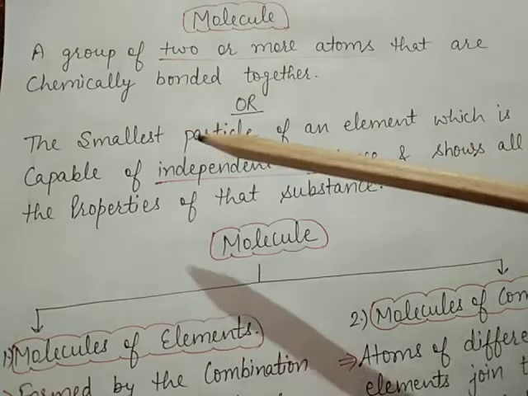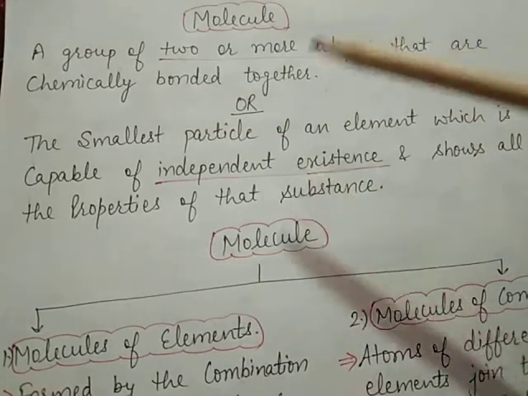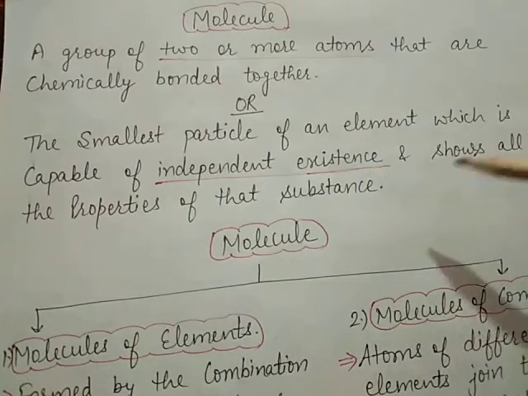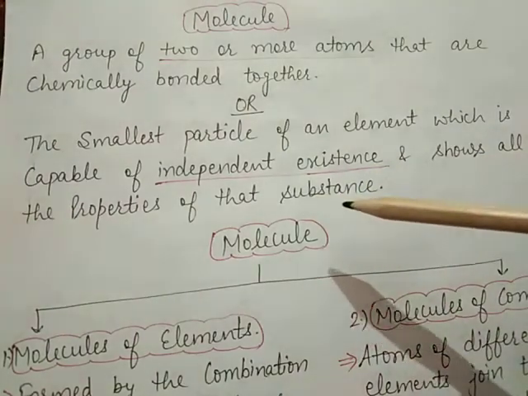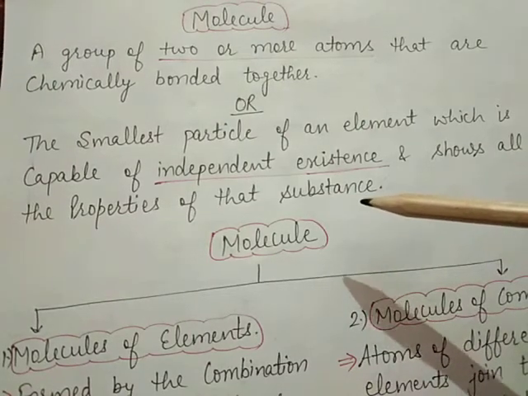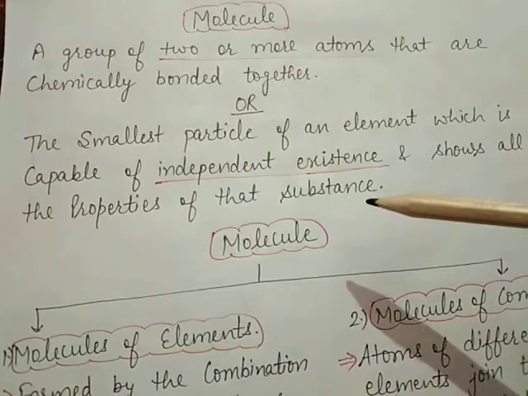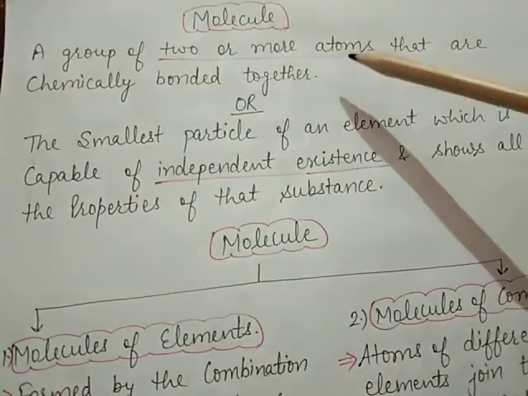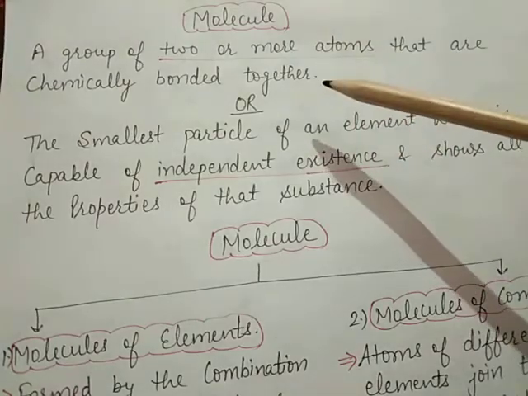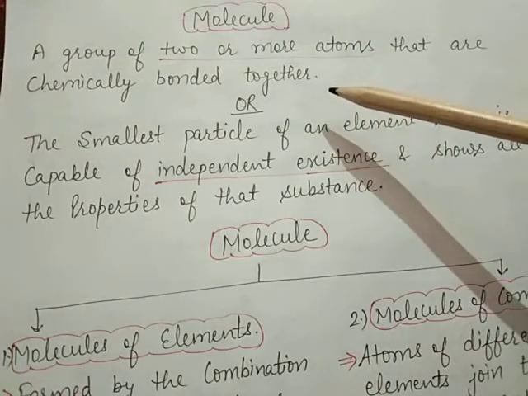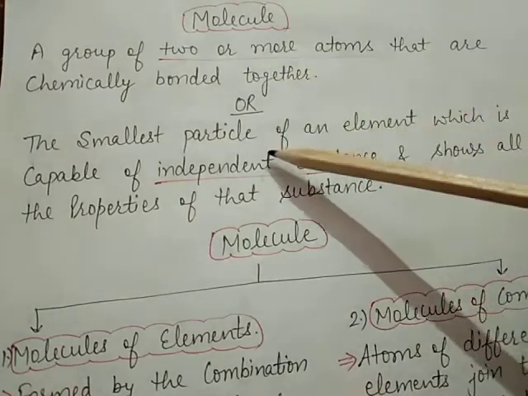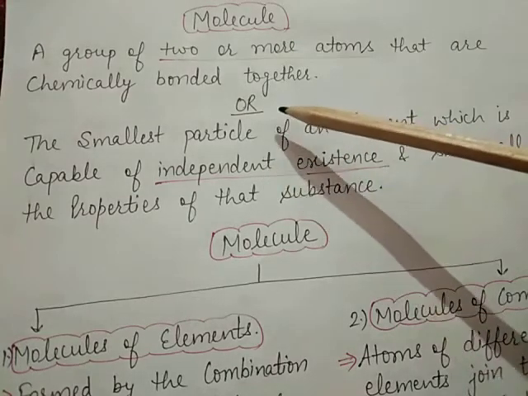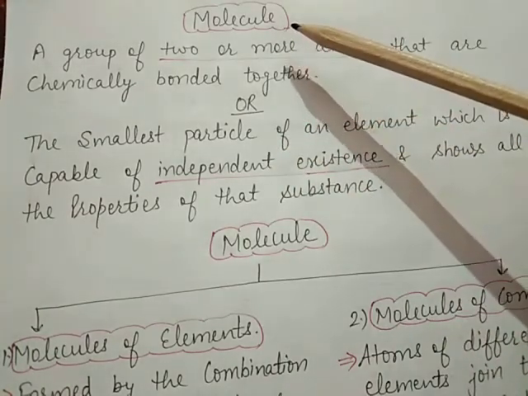A molecule is the smallest particle of an element which is capable of independent existence and shows all the properties of that substance. This is called a molecule. We can say that it is a group of two or more atoms that are chemically combined together. Atoms of the same element or different elements can join together to form a molecule.